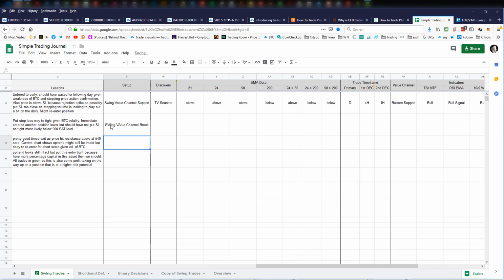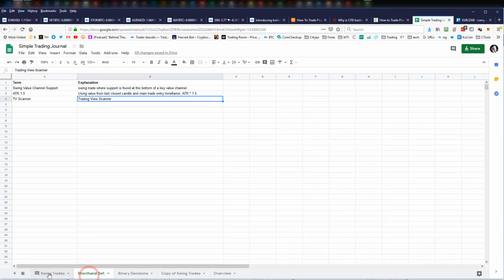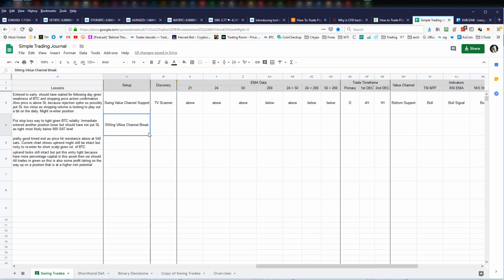Now what is that? Well, basically it's a swing trade, and the upper channel has been broken and it's closed above that break on a confirmation. Now I would put that in my shorthand definition so that I know what that is, but this is the type of trade that I do. So it's a swing trade and it's based on a value channel.